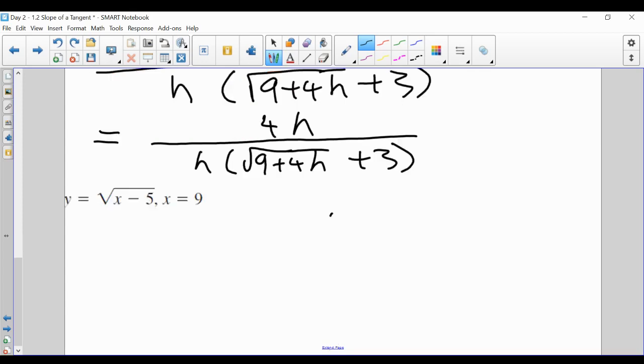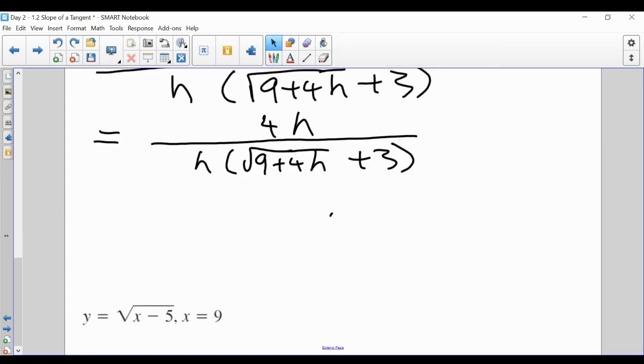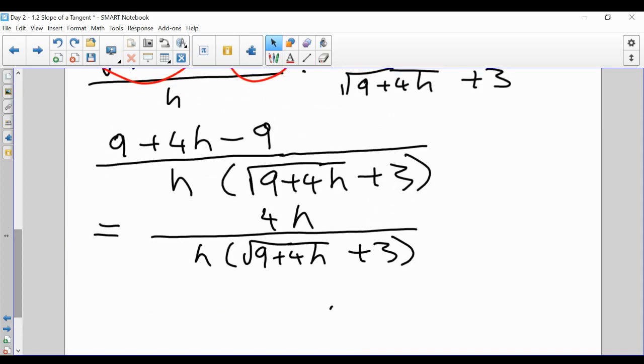Now, why is that good? Why does that help us out? Because remember, our issue was that the h in the denominator was going to cause a problem. Is it still a problem? What do you think? When we write it the way I have written it right now, is it still a problem? No. We can cancel it out. Absolutely.